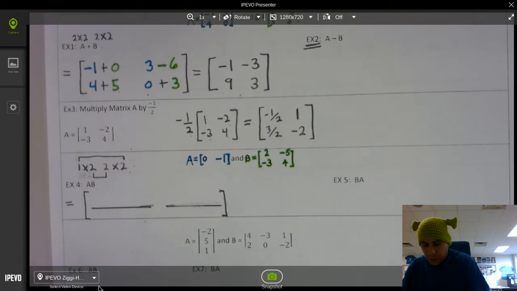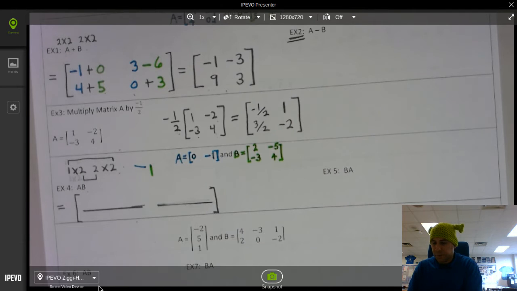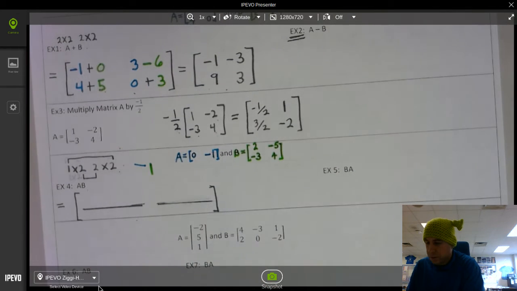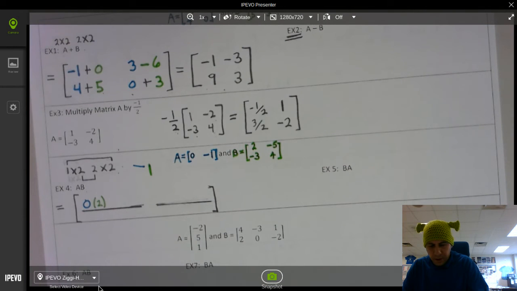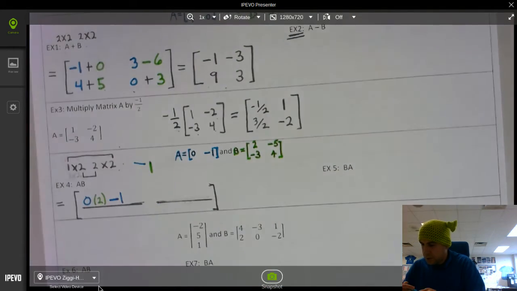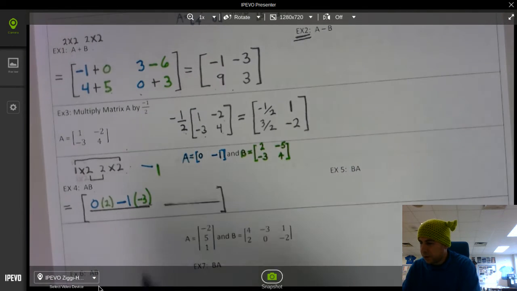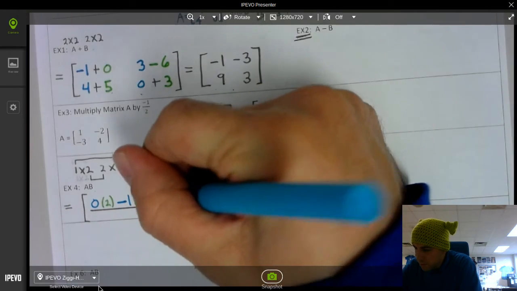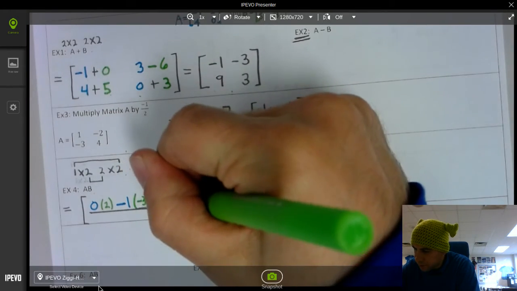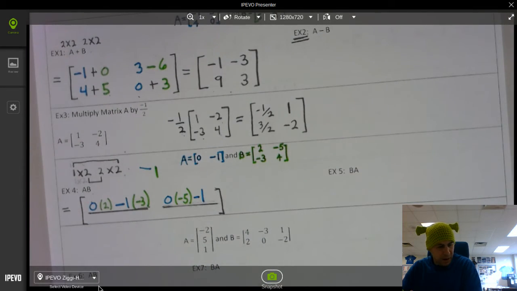All right. So when multiplying, remember we do row times column, row times column. Okay, row times column. So we multiply this row times this column. So that's 0 times 2. Now it's plus, but really it's a minus 1. So minus 1 times negative 3. Okay, so now again we do row times column. So 0 times negative 5. Again, it's plus, but really it's a minus 1. So minus 1 times 4.